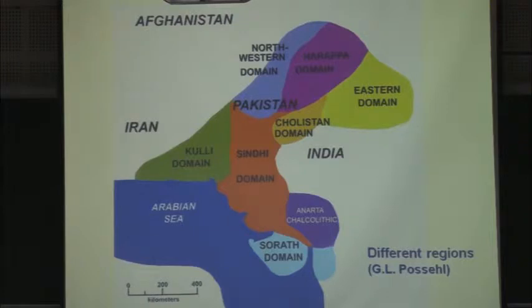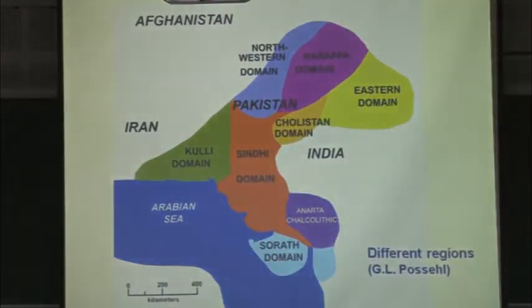Initially it was called Indus Valley Civilization, but this terminology is abandoned by most archaeologists, and they speak either of Indus or Harappan or Indus Sarasvati. You have in fact now a kind of consensus, this is borrowed from the late Gregory Possehl, that this civilization had several regional power centers, so perhaps kind of city-states that somehow coalesced into the overall civilization.